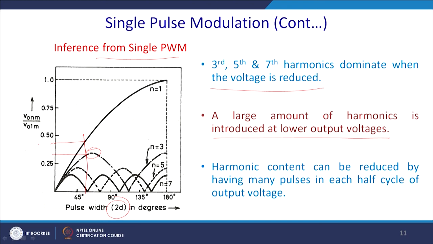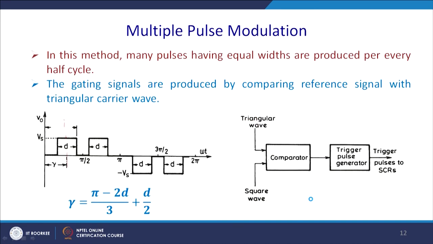So, a huge amount of third harmonic is present and THD is more, and the harmonic content can be reduced by having multiple pulses. For this reason, instead of the single pulse, we require to go for multiple pulses to mitigate this power quality problem. Now, we have multiple pulses.